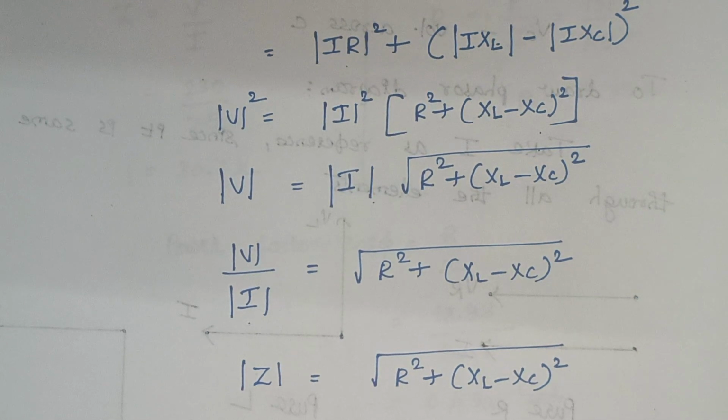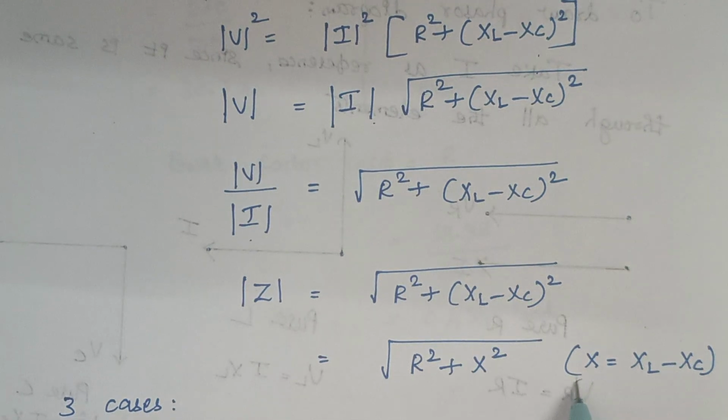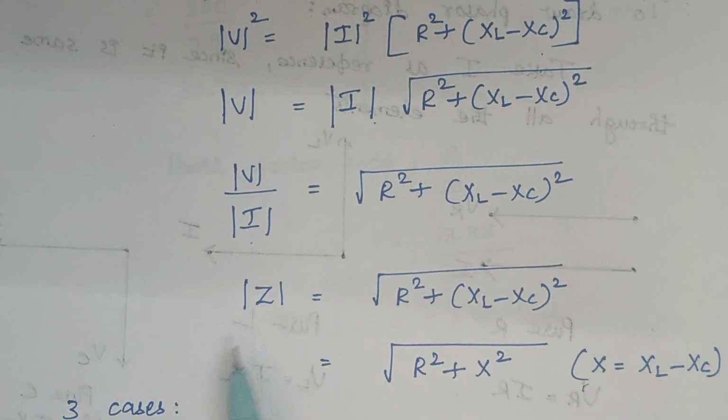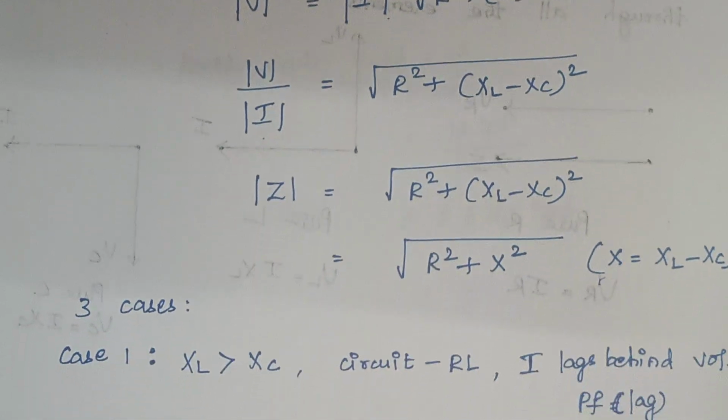Right. So again, XL minus XC, we are replacing it with a single X. Therefore, impedance in an RLC series circuit is square root of R square plus X square. Here X is nothing but XL minus XC. Right. So here there are three cases to be considered. So what are all those?